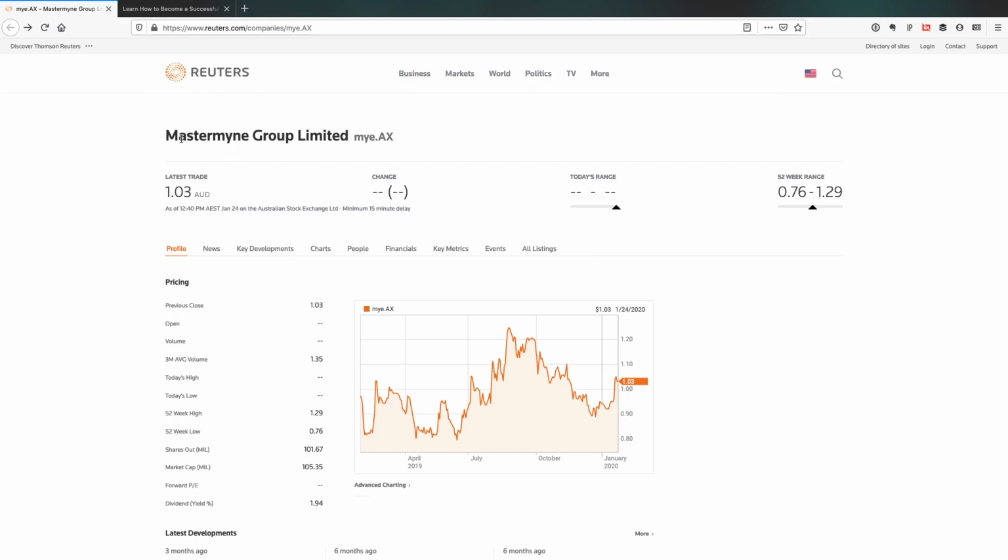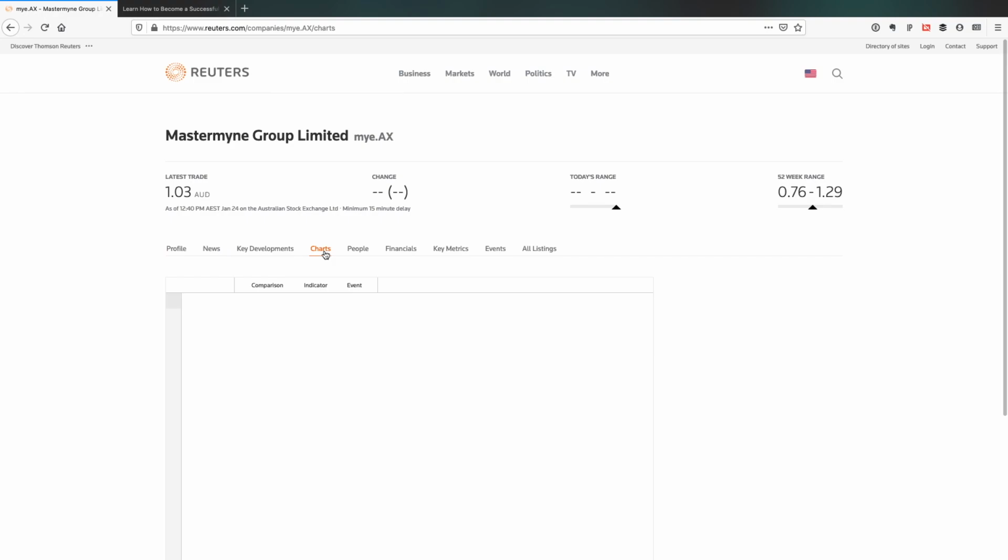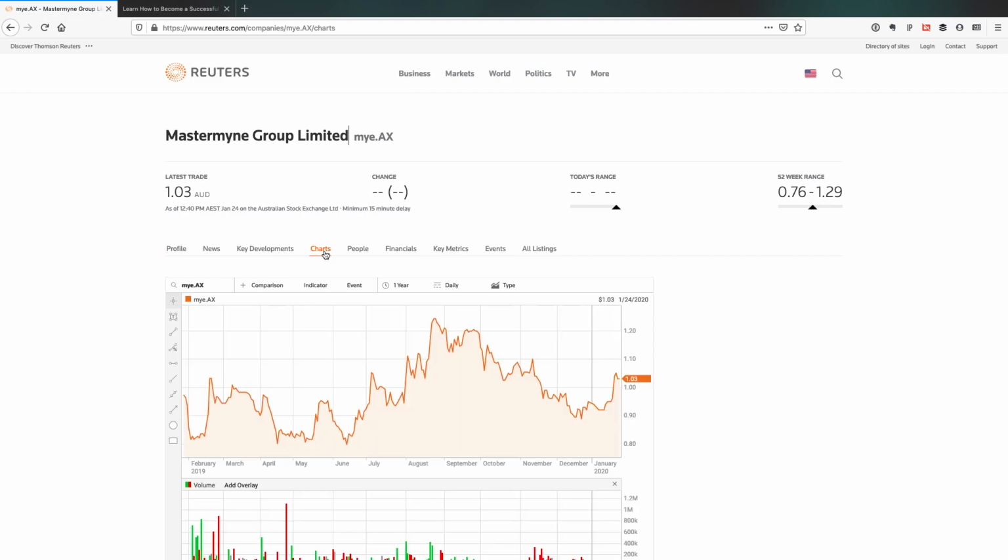So let's take this company, Mastermind Group Limited, because it's one I've done recently. It's in our portfolio. We bought it around about here, and it's now down about here. And so we've been talking about whether or not we should sell it. When is the right time to sell? And that's where the 3-point trend line comes in.